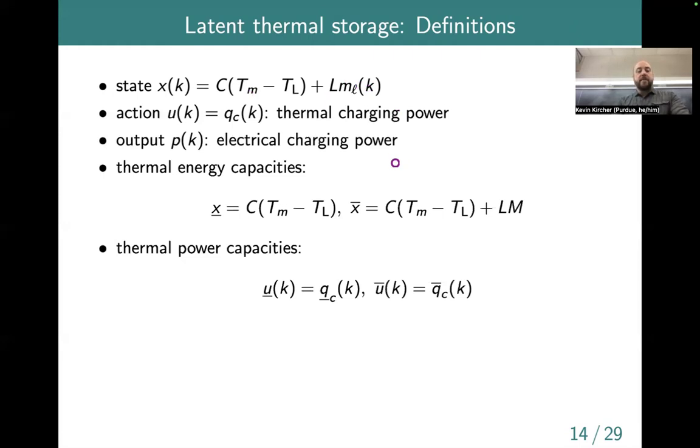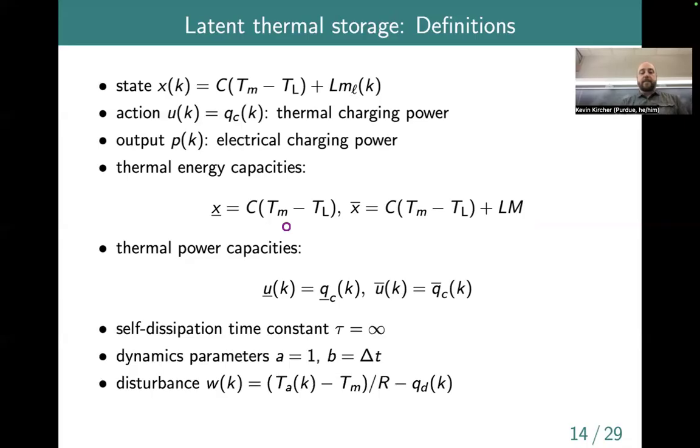Okay, thermal capacities. Here, capital M is the total mass of material that we are storing. So when little mL is equal to capital M, the tank is fully charged. And when mL is equal to 0, none of the mass is melted, and we define that as the minimum charge level. And then everything else more or less looks the same as the other thermal storage models.